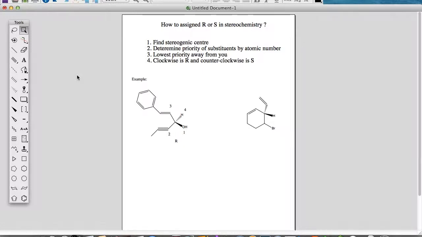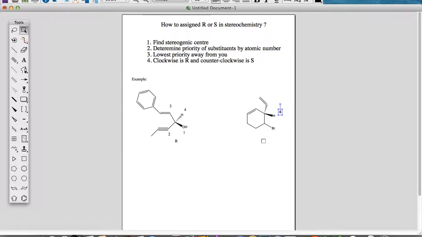And now we're going to see the second example here. The first thing is to find out the stereogenic center, which is this carbon. We look through the molecule, and we know the hydrogen is the lowest priority. Therefore, we'll put a 4 here. And then we have carbon, carbon, carbon here, so we don't know which one is the highest priority.